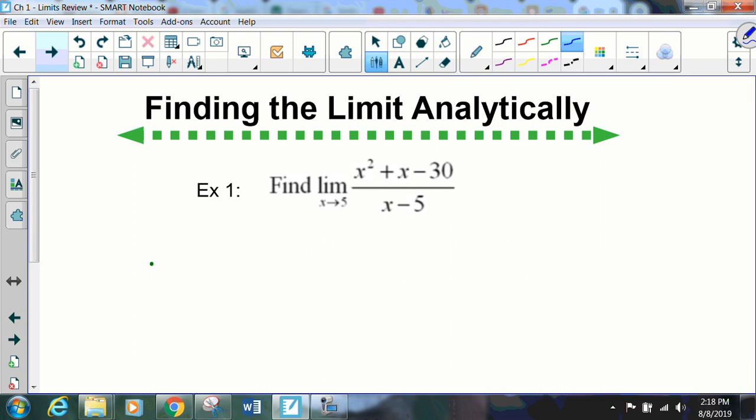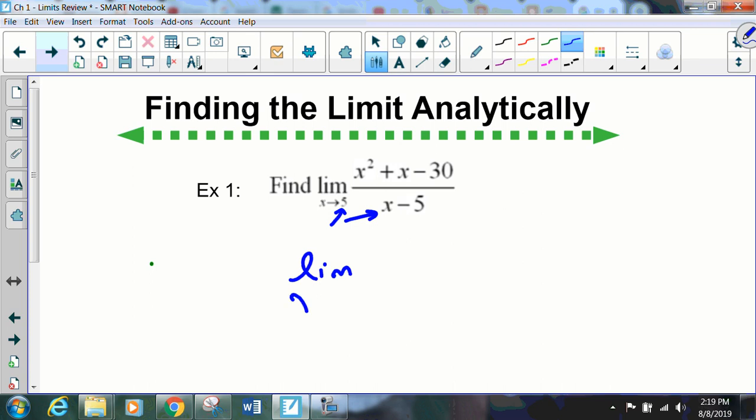So I can't use direct substitution when I'm finding the limit analytically when there's an issue in the denominator. So that's the first place we look, is the denominator, and we're looking at what number we're plugging in there. If there's a problem, then we've got to do some algebra before we can do direct substitution. So here we go. I look at the numerator. We can factor that numerator, right?